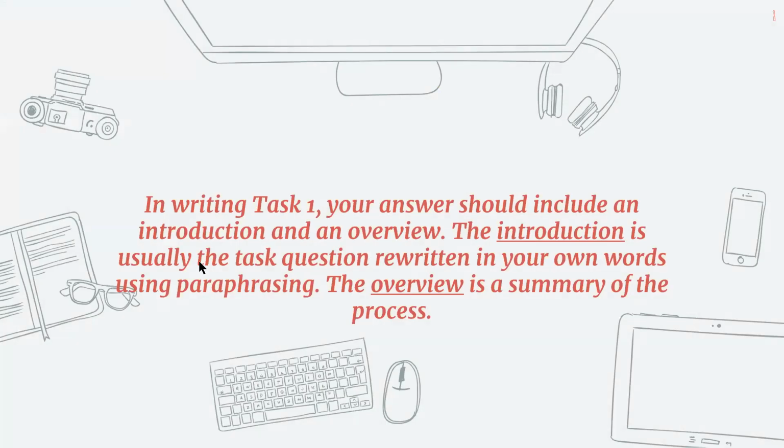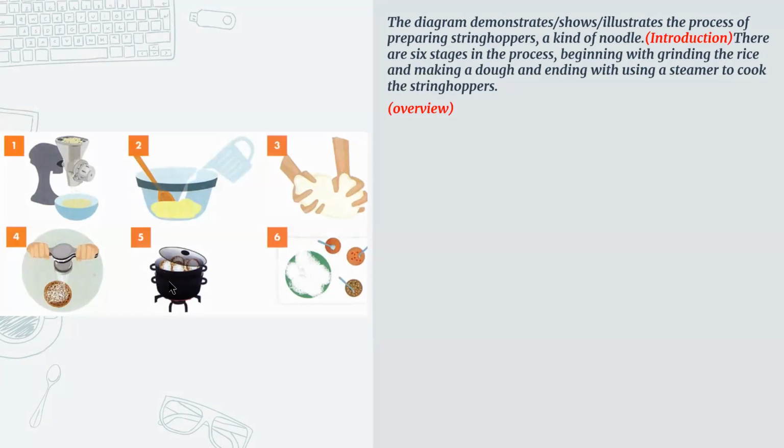Okay, so writing task 1, your answer should include an introduction and an overview. Let's talk about that first. The introduction is usually the task question rewritten in your own words using paraphrasing. Of course, we said that you shouldn't be using the same exact words. Okay, the overview is a summary of the process. So let's talk about that.